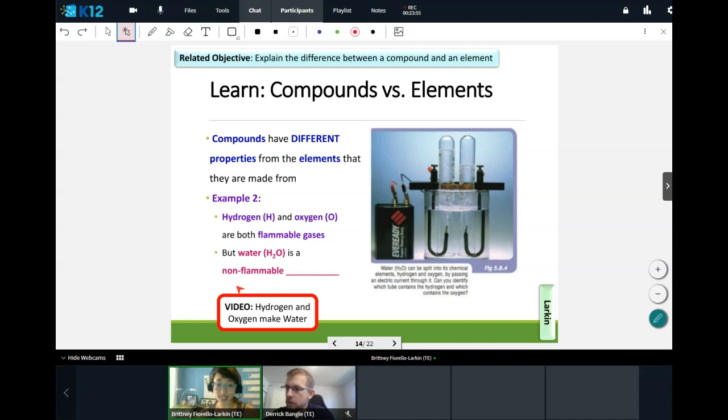And additionally, it's not a gas. Water at room temperature is a what? Yeah, it's a liquid. So not only is it not flammable, but it's also not even a gas. Now it's a liquid. So again, just by bonding, we're creating something that acts totally different.